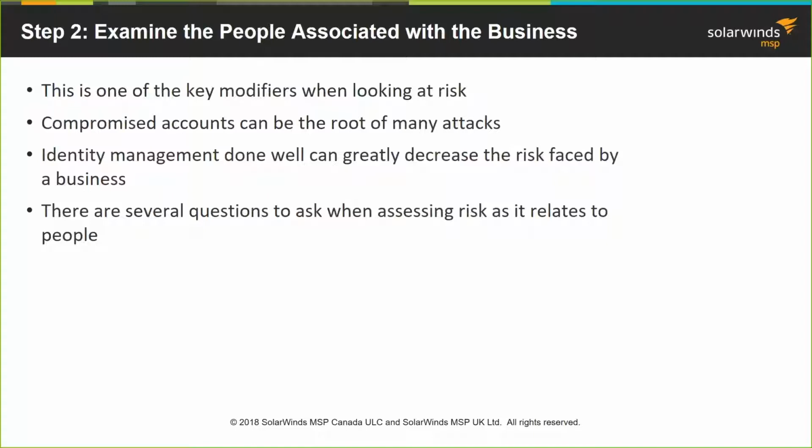So people associated with the business. Why people? That's one of the key modifiers when looking at risk. Compromised accounts and compromised users and people that have access to too much data are often the root cause of a successful exploit or a successful attack. Often, phishing attacks are one of the most effective ways to enter into an organization. And a computer is not susceptible to a phishing attack, right? A person is susceptible to a phishing attack. So the way in which you manage identities, the way in which you understand who has access to what, the way in which you manage administrative accounts, all of those go into how much risk you face.